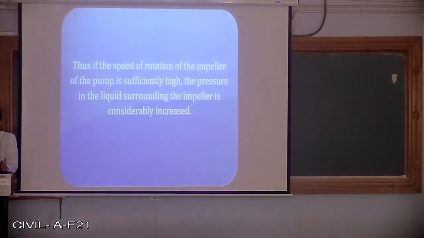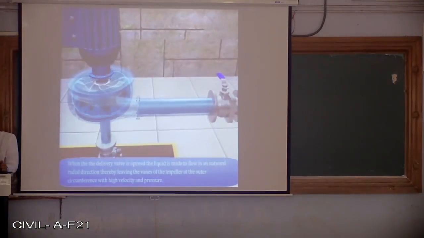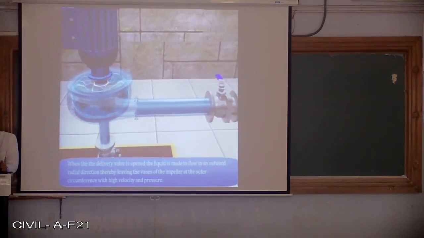Thus, if the speed of rotation of the impeller of the pump is sufficiently high, the pressure in the liquid surrounding the impeller is considerably increased. When the delivery valve is opened, the liquid is made to flow in an outward radial direction, thereby leaving the vanes of the impeller at the outer circumference with high velocity and pressure.